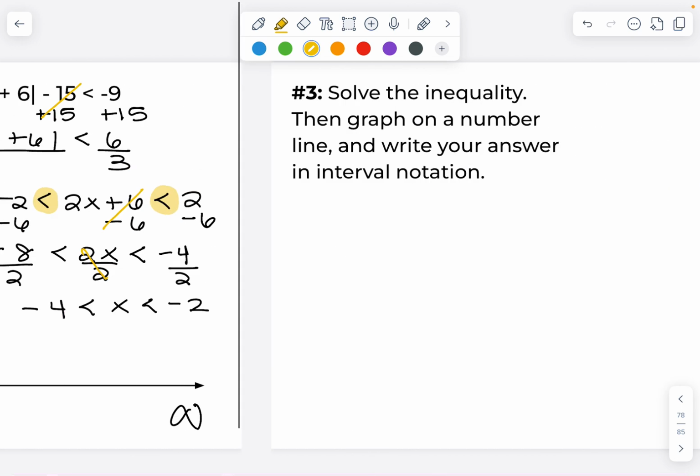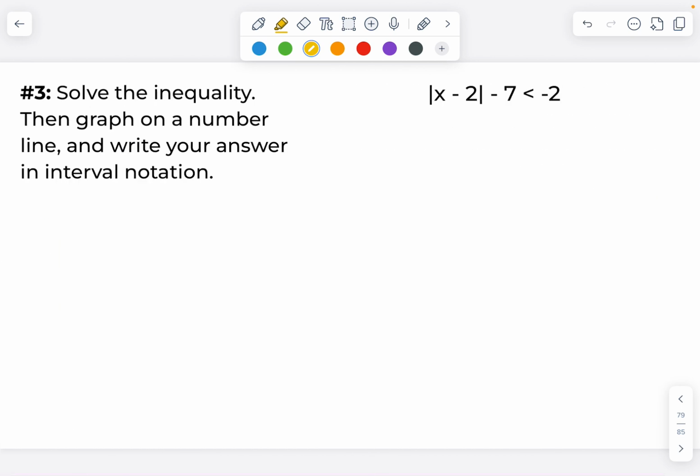Okay, so I want you guys to try this one on your own, okay? So isolate the absolute value part, then set up your inequality once you drop the absolute value bars, then graph on a number line and write your final answer in interval notation.